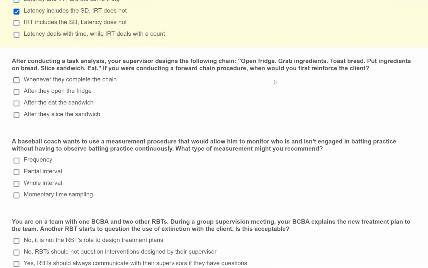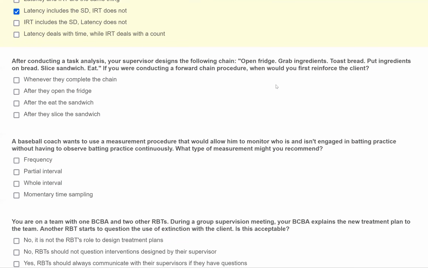IRT does not. 4, after conducting a task analysis, your supervisor designs the following chain. Open fridge, grab ingredients, toast bread, put ingredients on bread, slice sandwich, eat. If you were conducting a forward chain procedure, when would you first reinforce the client? All right, this is a very straightforward, very easy question. But you have to know what a forward chain procedure is and when you reinforce in a forward chain procedure.